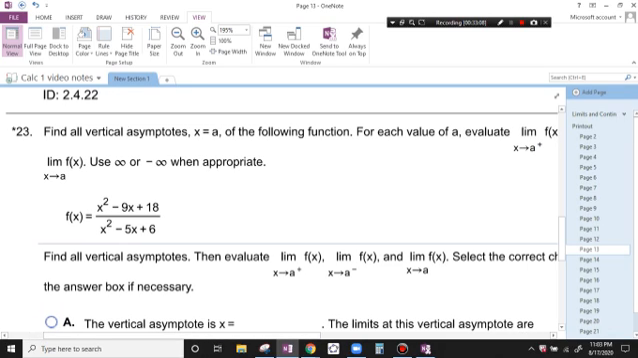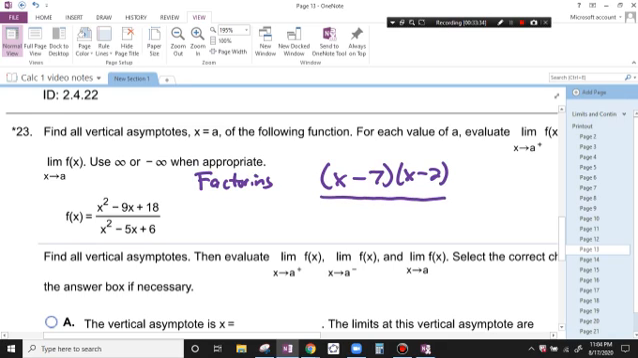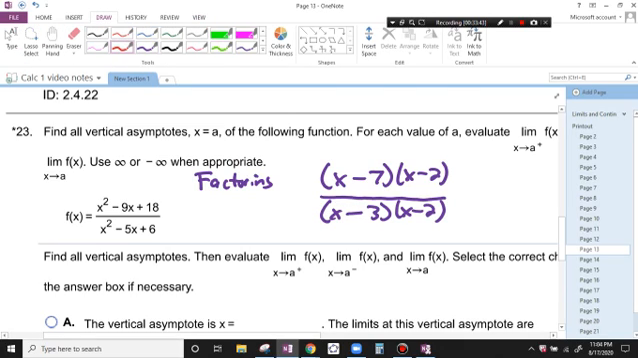We're going to talk about vertical asymptotes. So vertical asymptotes are the things that make the denominator 0 that you can't cancel. So this is going to be a question of just factoring. So we'll factor the numerator, factors of 18 that add up to negative 9, negative 7, negative 2. Factors of 6 that add up to negative 5, negative 3, negative 2. And now alarm bells are going off because we know now that 3 and 2 are serious problems, but only one of these is a vertical asymptote, right?